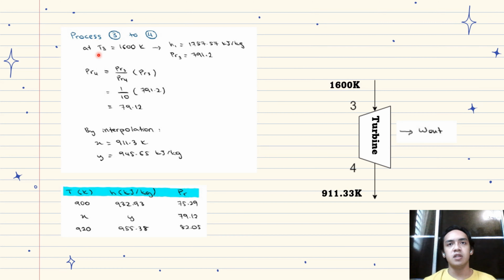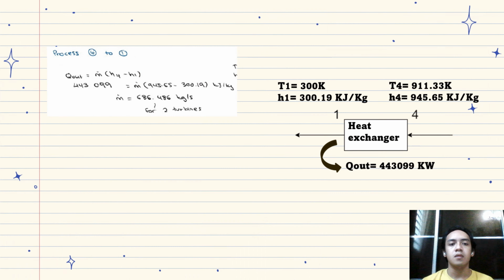The same formula is used in process 3 to 4 to find the pressure 4. By interpolation then, enthalpy and temperature are taken according to the relative pressure we calculated. For the heat exchanger, the value of heat transfer out is extracted from the Rankine cycle calculation. After that, this equation is solved so that the total mass flow rate for the two turbines can be calculated.